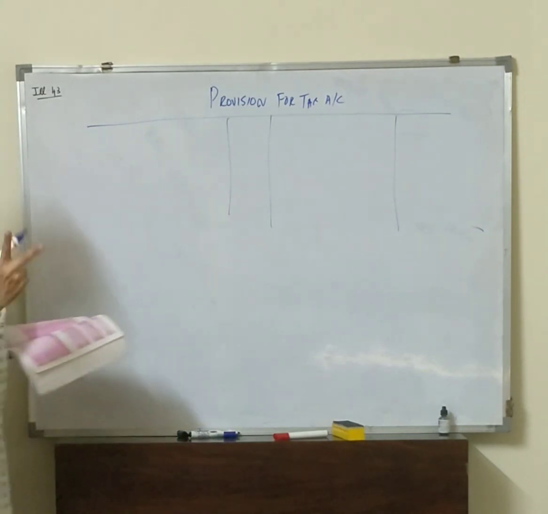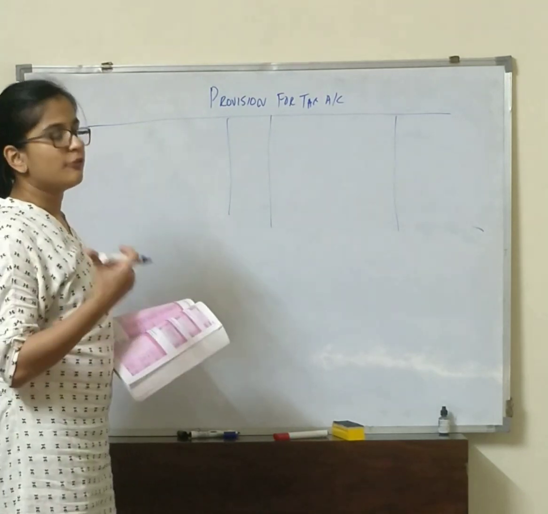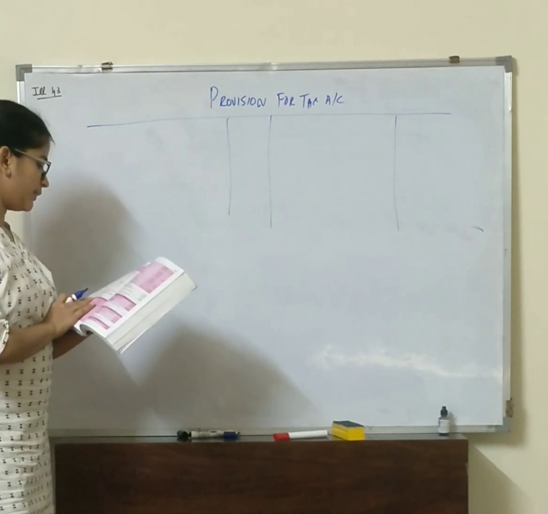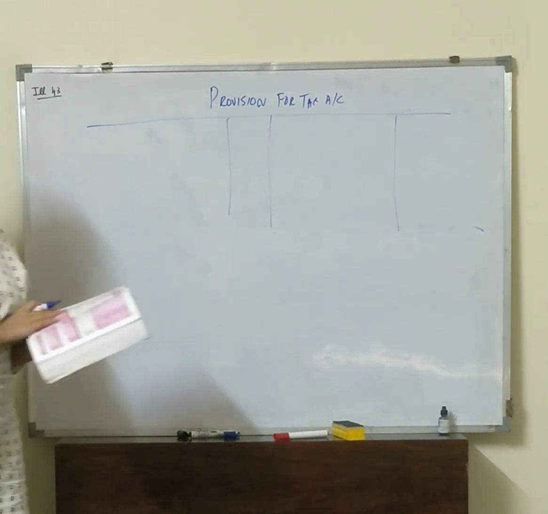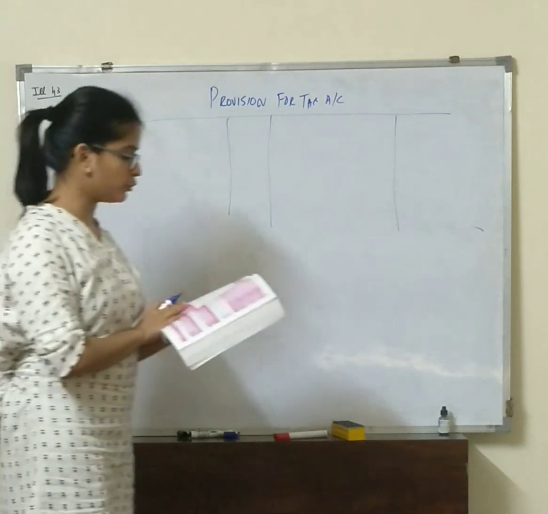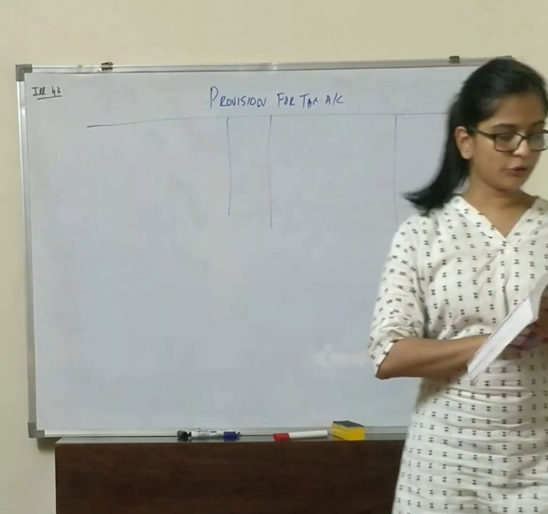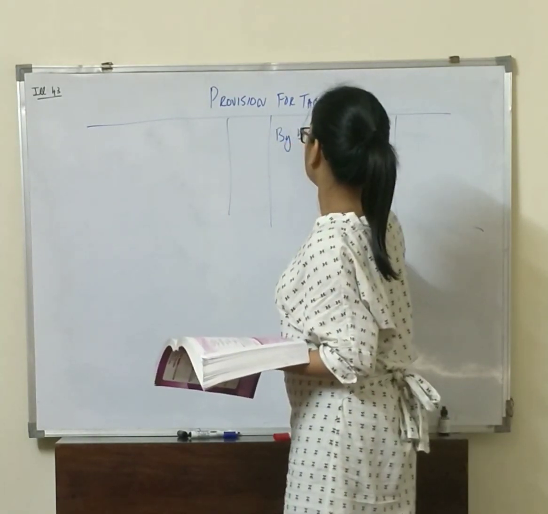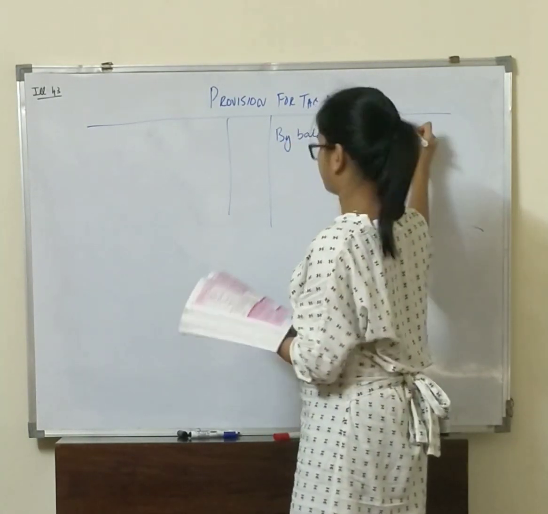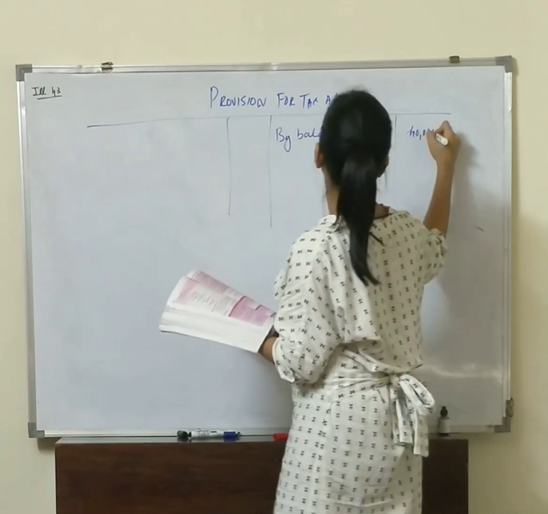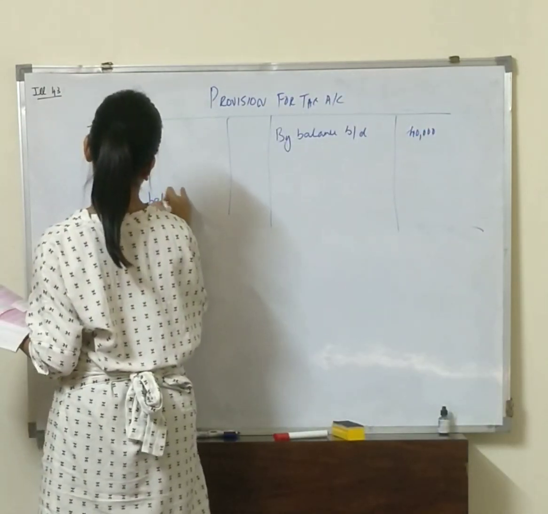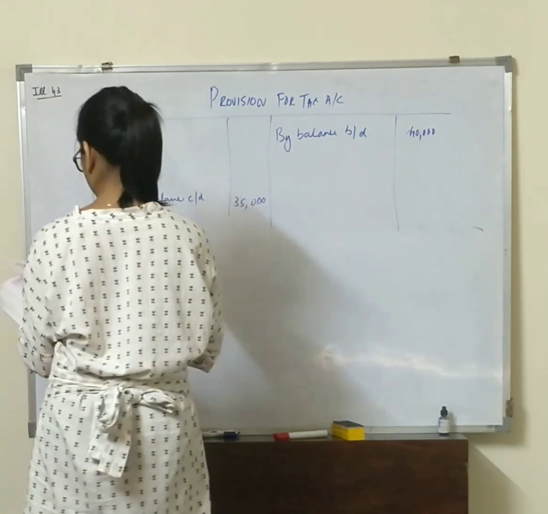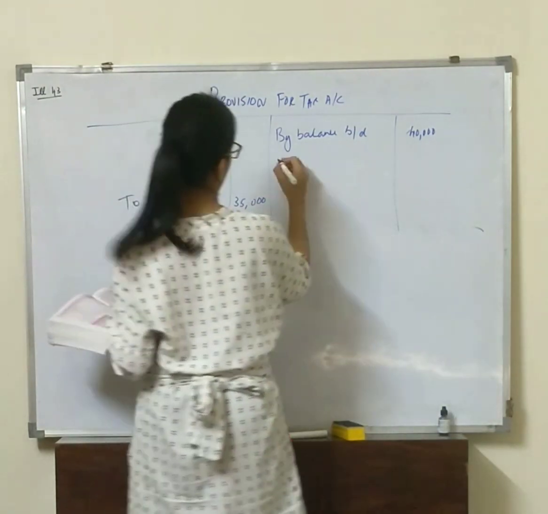The first step for the provision for tax account is also bringing down the balance. Yesterday we had done 2 cases for provision for taxation. So first step is bring down the balance. Under the notes, point number 3, they have given us provision for taxation. 2011 it is 40,000, 2012 it is 35,000. So the first step is to bring down the balance. By balance brought down, it is 40,000. To balance carried down is 35,000.